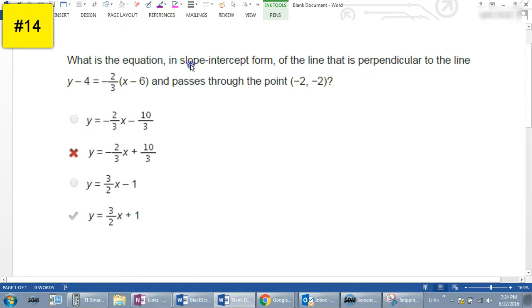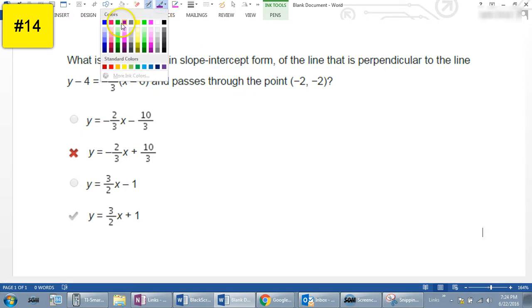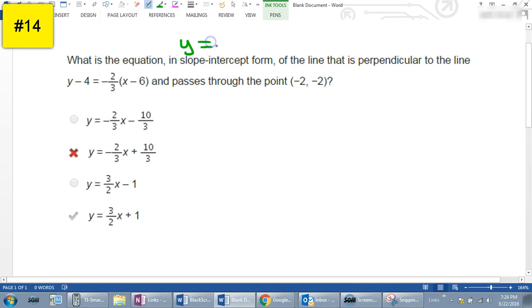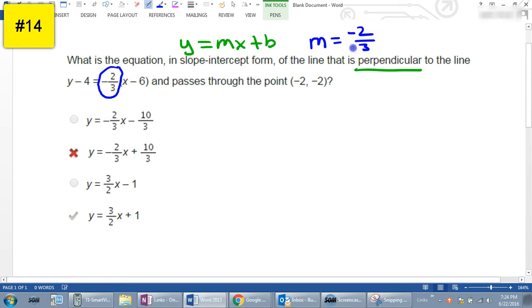Now, what is the equation in slope-intercept form of the line that's perpendicular to this one? Alright, so remember, if we want slope-intercept form, that's y equals mx plus b. They're saying perpendicular. So let's do that again. The original slope is right here, of course. That's negative 2/3. If you have a perpendicular line, which is what we want, what's going to be the slope of a perpendicular line?